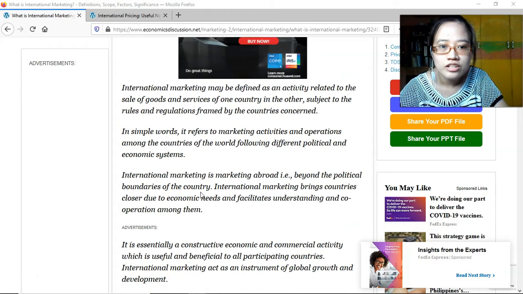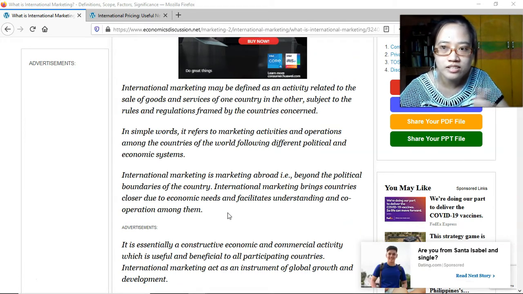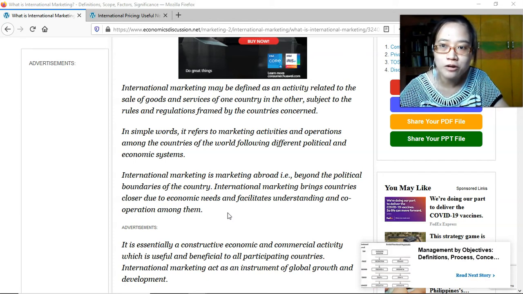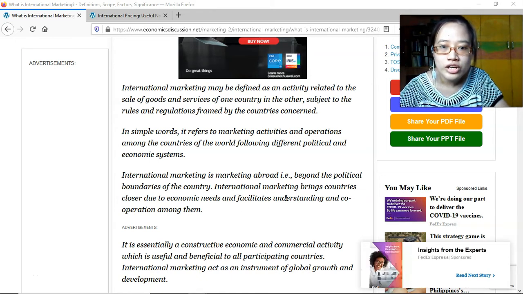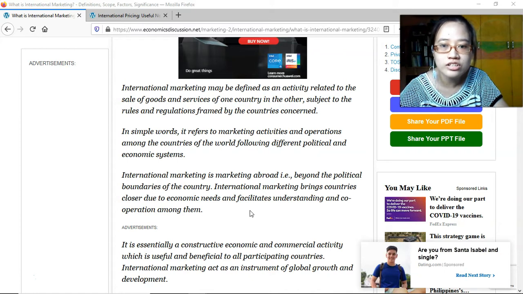International marketing is marketing abroad beyond the political boundaries of the country. So essentially, if you're from the Philippines and you want to offer it in other countries, that's already international trade. And of course, if you want to sell your goods and services, you have to do international marketing. International marketing brings countries closer due to economic needs and facilitates understanding and cooperation among them.